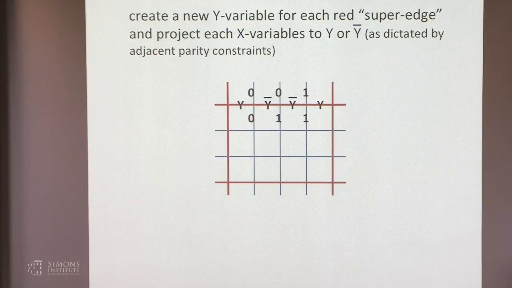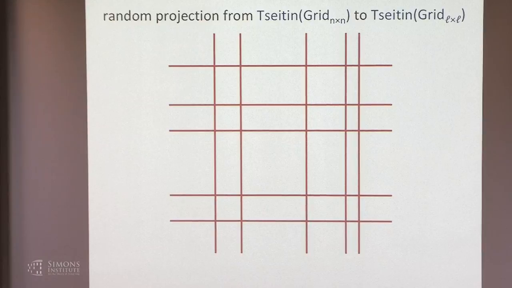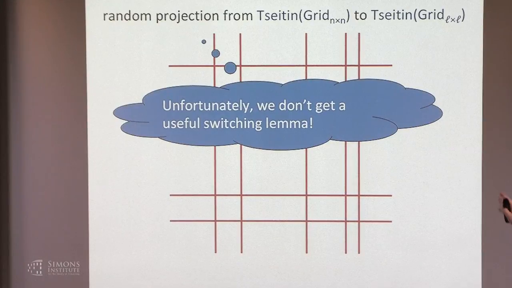Okay, so this is a very natural way of defining a projection from an M by N grid to an L by L grid. So can one prove a switching lemma for this kind of random projection? Okay. And unfortunately, one doesn't get a useful switching lemma this way.